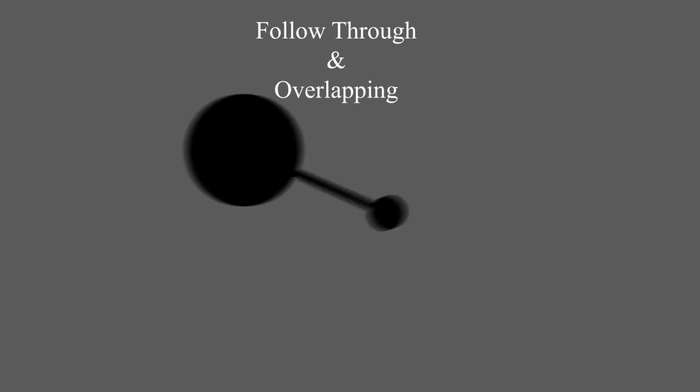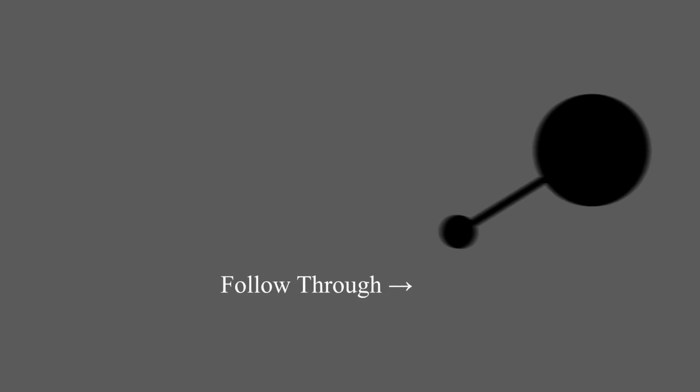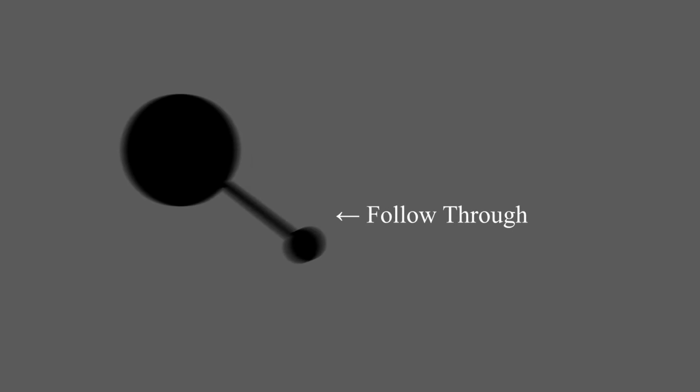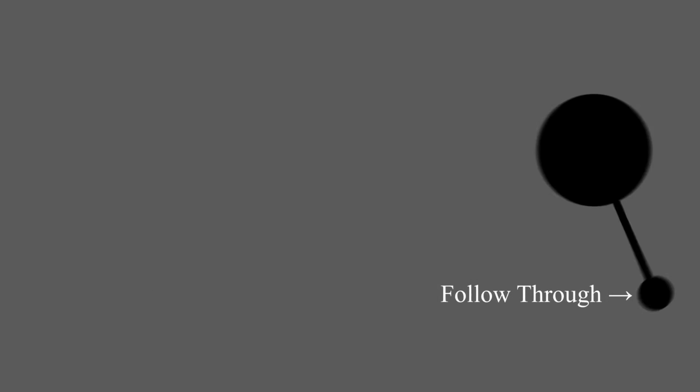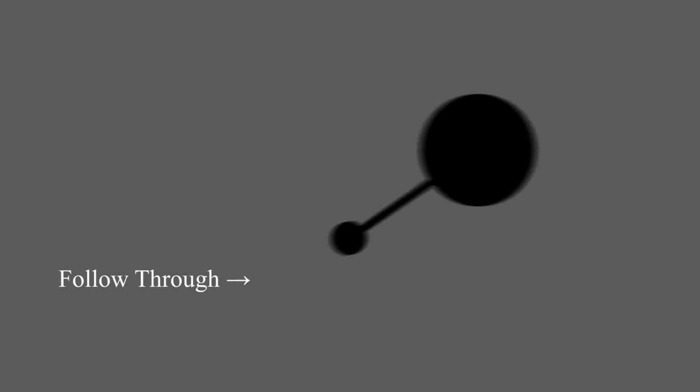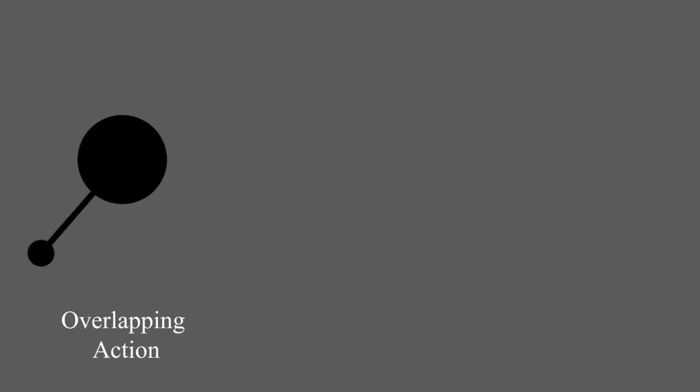Follow through and overlapping action. When the main body finishes a movement, all other parts continue to catch up with the main body. This can be hair, arms, legs, even facial features. Nothing stops all at once. Overlapping is when the objects catching up continue to go past the main body before coming to a rest.